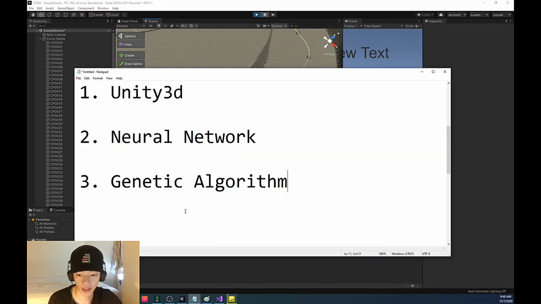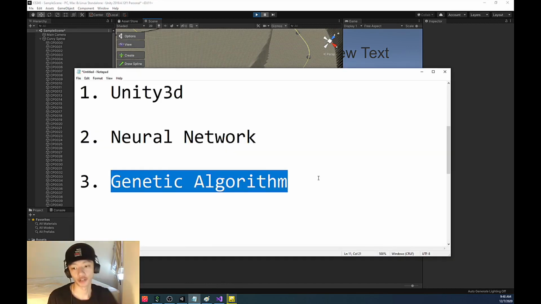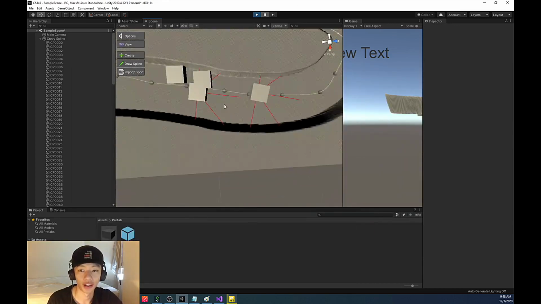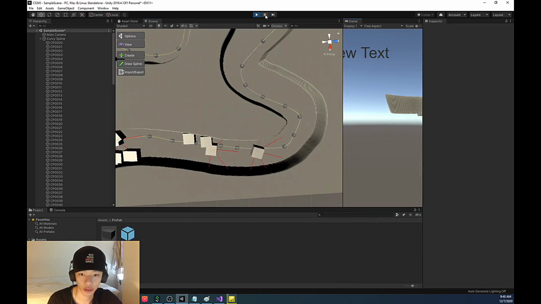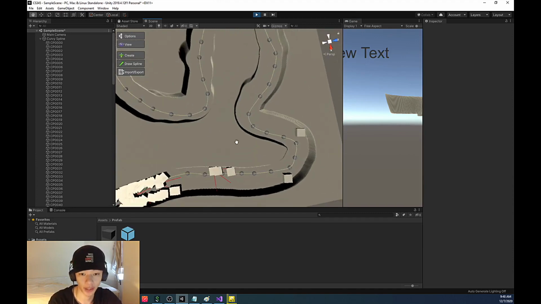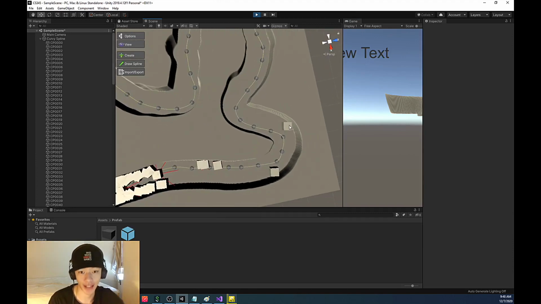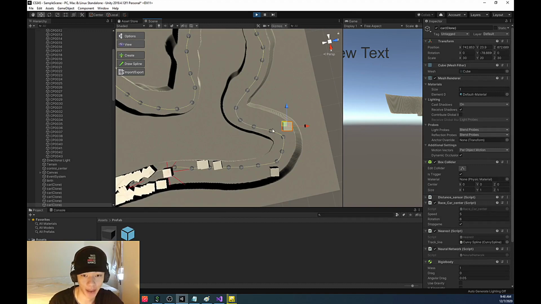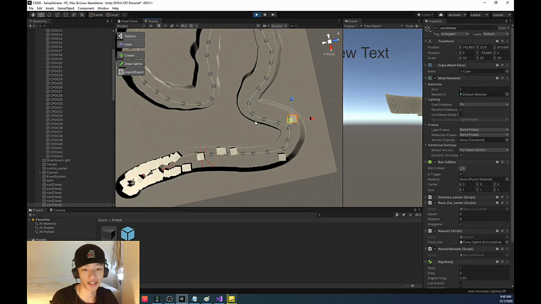And then finally is the genetic algorithm. The genetic algorithm is actually like Darwin's theory, and we can see it in our demo. In each training we can find the best performing one, like this one. This car is the best performer because it finished the longest distance.